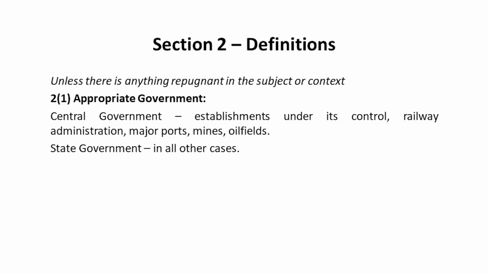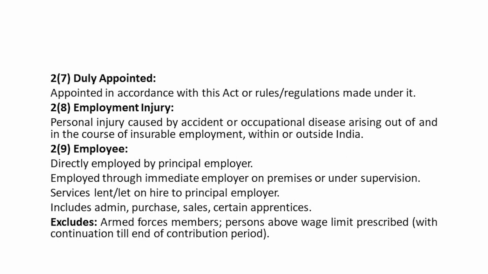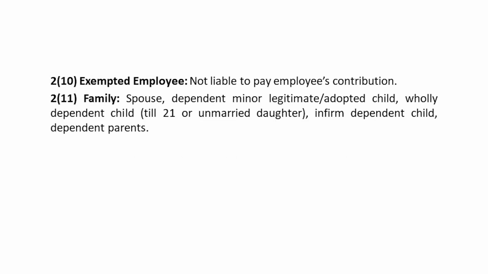We have important definitions under this act. Many definitions are the same as those we covered in the Employee Compensation Act 1923. For example, the definition of dependent is a very lengthy definition. It is a similar kind of definition, but the age limit has been increased here. The person who is up to the age of 21 years would be entitled to get the benefit as a dependent.